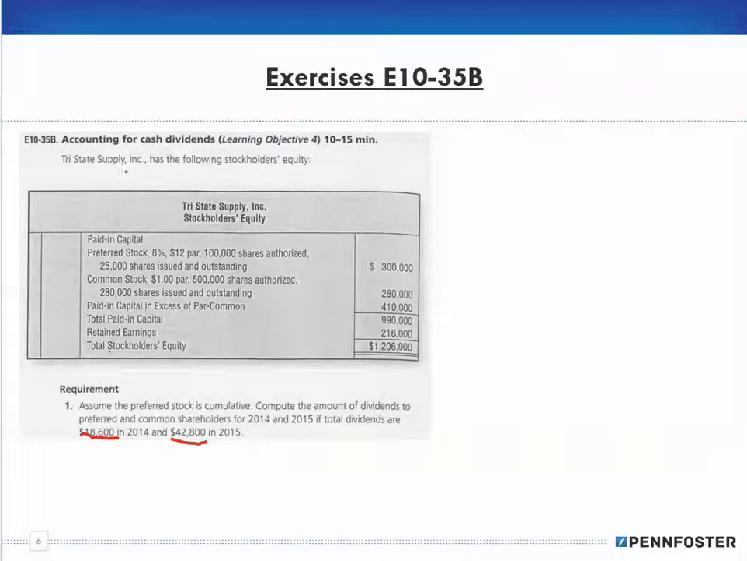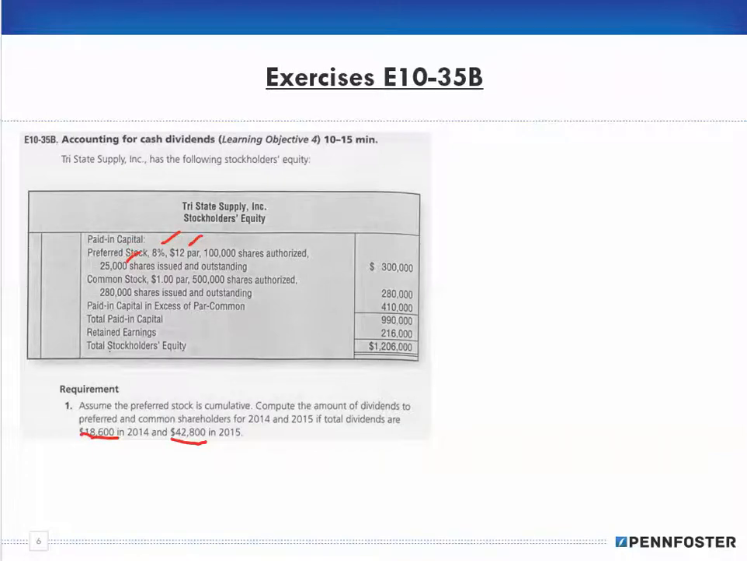Okay, so let's look at our information here. All right, so we have preferred stock at 8%, $12 par. 100,000 shares are authorized. All right, 25,000 shares are outstanding. So what's important as far as our preferred is the 8%, the $12 par, and the 25,000 shares.